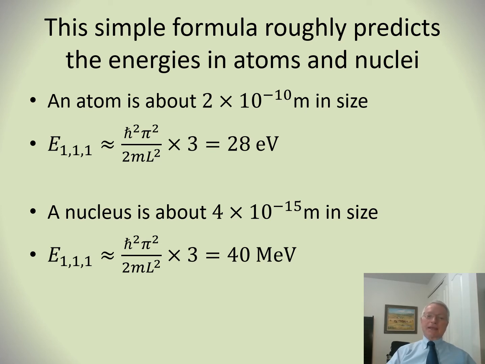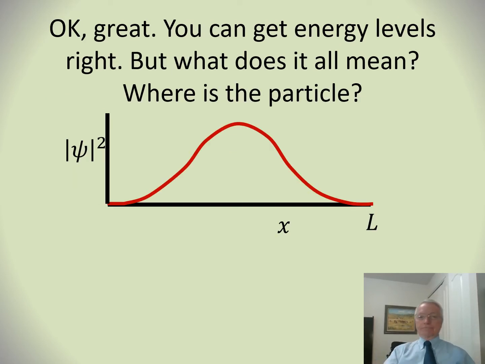They're EV-sized in atoms. In a nucleus, which is way smaller, that L in the bottom of the energy formula, after you square it, makes it be enormous. And so instead of EV-type energies, like you have in atoms, in a nucleus, you get mega electron volt energies. And Schrodinger's equation predicts this and gets it about right. Okay, so you can get energy levels.